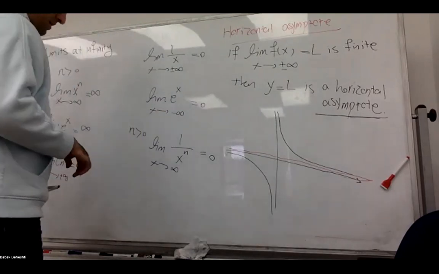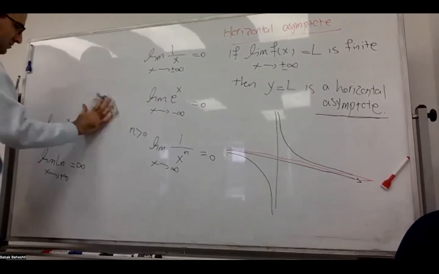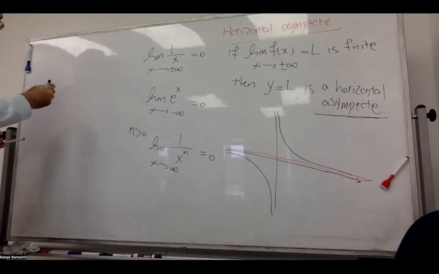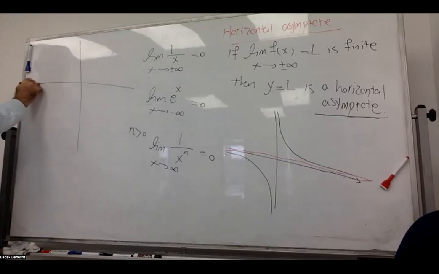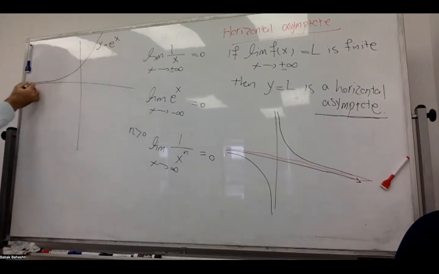So e to the power x, let me draw this graph. So here is the graph of e to the power x. Again, you see, y equal to 0 is a horizontal asymptote, because when x goes to negative infinity, this function goes to 0.